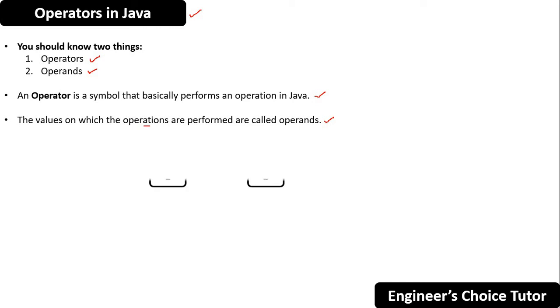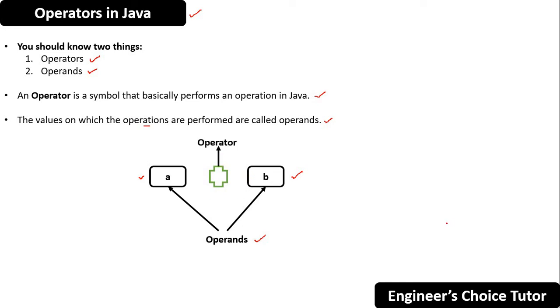For example, I have two values. One is A and another one is B. What I want is to add these two. I want the result of A plus B. So, on which two values am I performing the operation? A and B. So, A and B are called operands here. These two are operands. And this plus sign is what? It is the operator, right? Things are clear, right? So we have a few types of operators in Java.